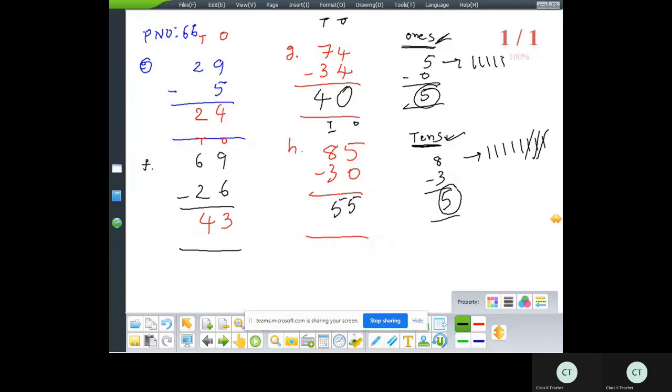5, 55. 85 minus 30 is equal to 55. Now question I.